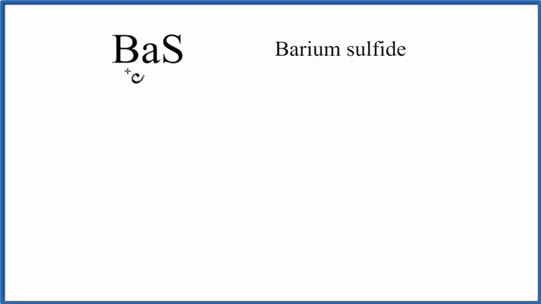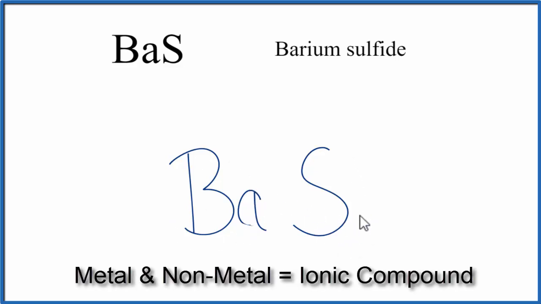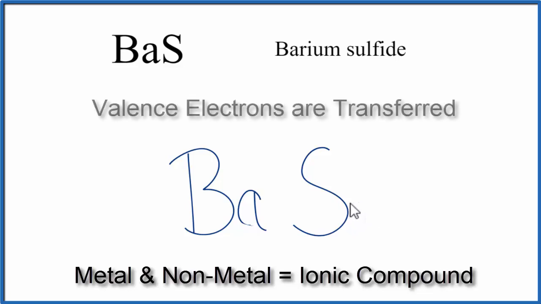To write the Lewis structure for BaS, barium sulfide, we write Ba, and then we write S. So barium, that's a metal, and then sulfur, that's a nonmetal. When we have a metal and a nonmetal together, we have an ionic compound. In ionic compounds, valence electrons are transferred from the metal to the nonmetal.